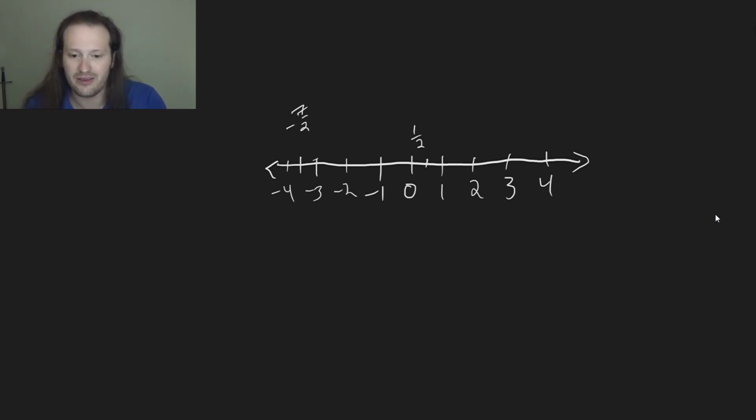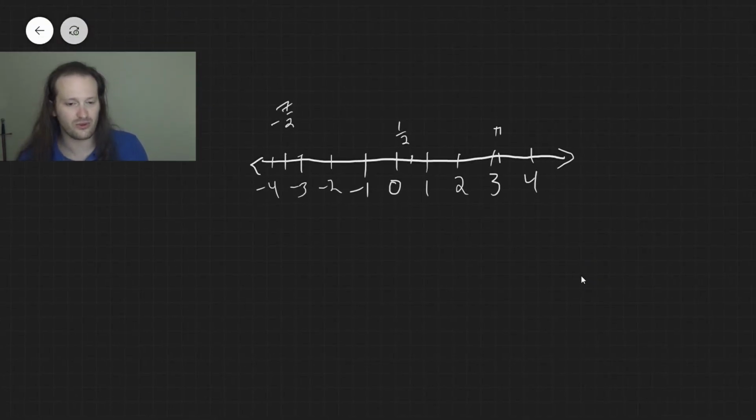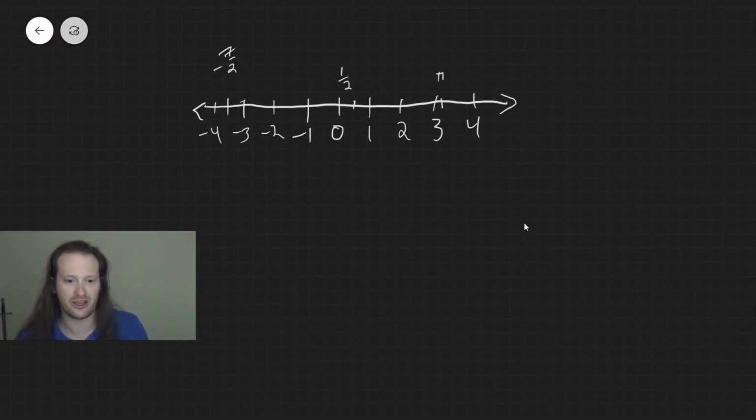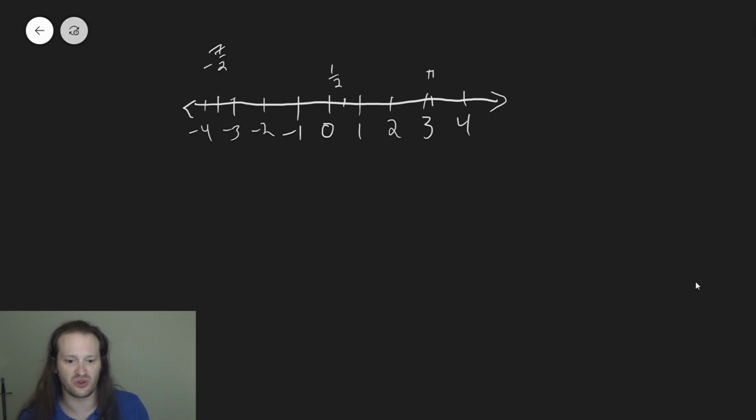And then pi, as a non-rational number, we can put pi right there. Remember, it's 3.14 and so on. So it lives just a little bit above 3. The reason why we can bring up the number line is because it's useful when it comes to ordering numbers.